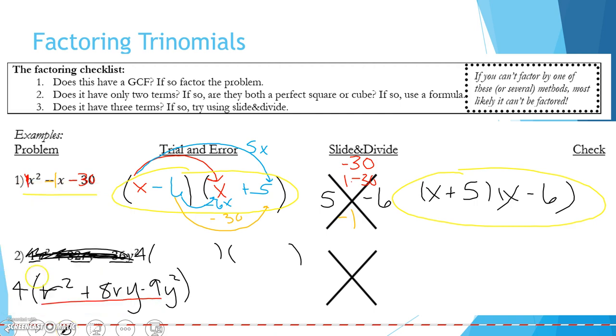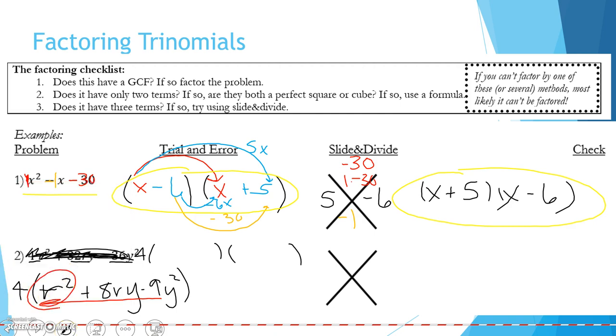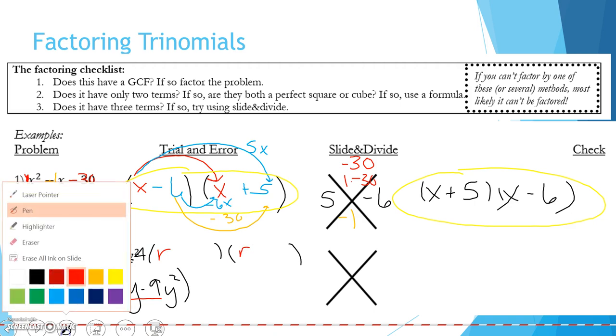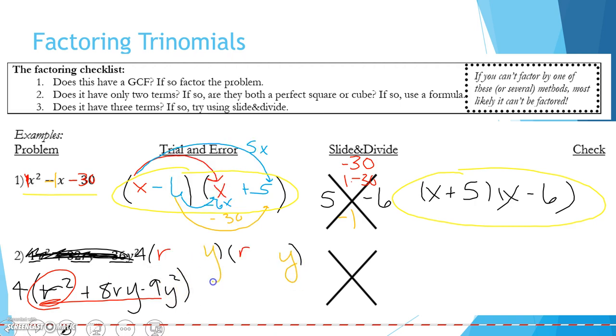So if you're doing trial and error, since there is r squared at the beginning, right here, I'm going to put r's at the beginning of both of these. And since there is a y squared at the end, I put y's at the end of both of these. And then you can figure out what number is going to multiply to that -9 and add to that 8. Okay. So you would just try different number combinations like 9 and 1, 3 and 3, until you figure out which one, when you foil it out or do the box method, would get you back r squared plus 8ry minus 9y squared. But I'm going to focus more on slide and divide.